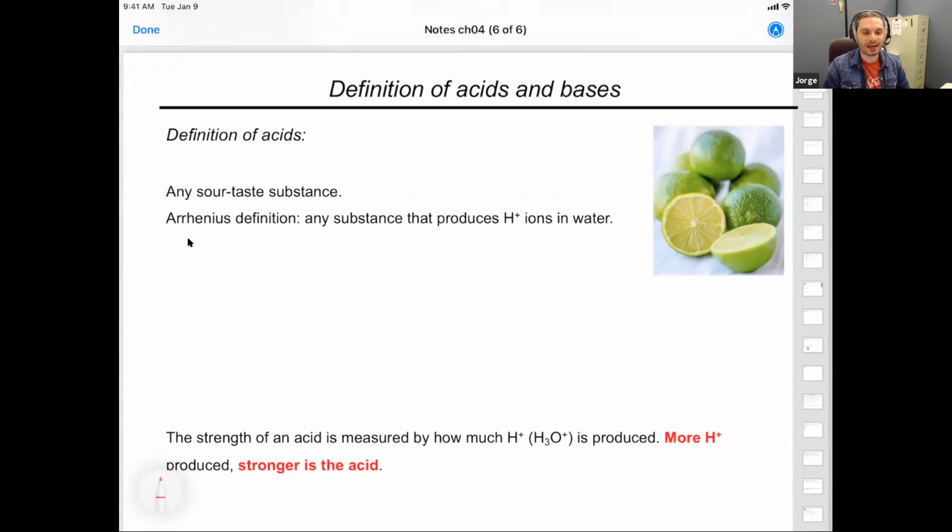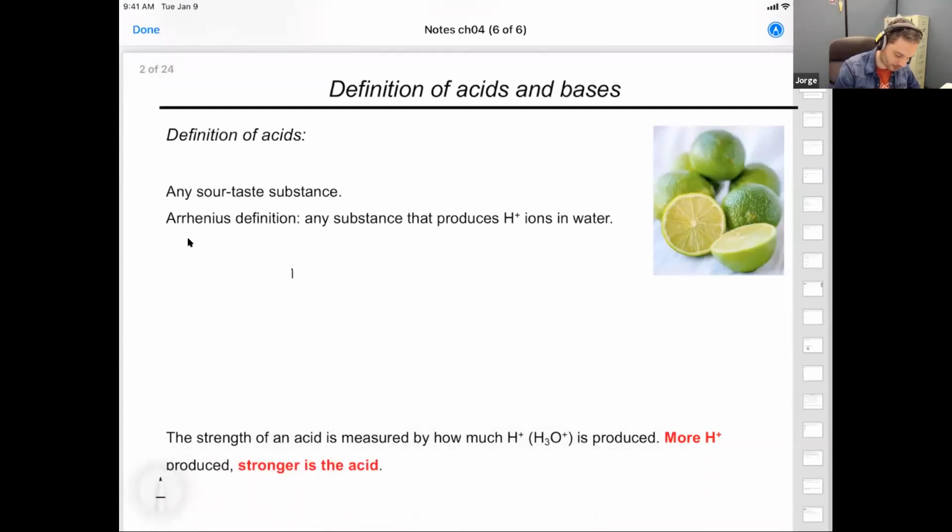Acids are any sour taste substance, which is not a scientific definition. The Arrhenius definition for acid is that an acid is any substance that produces H plus ions in water. Attention here: acids in water will produce H plus ions.